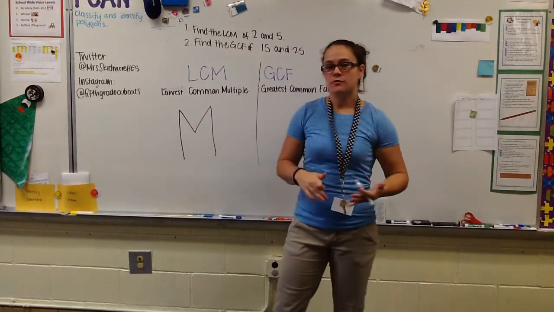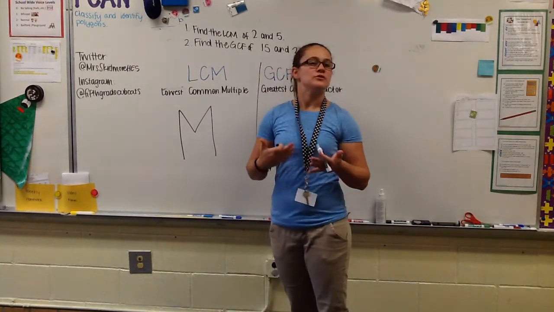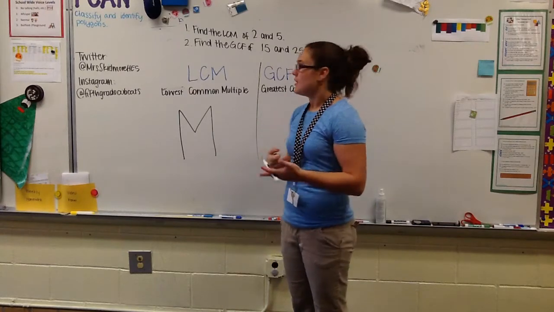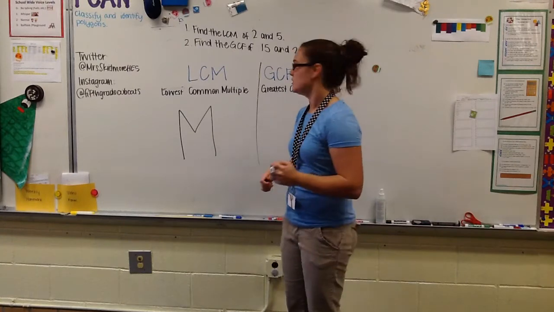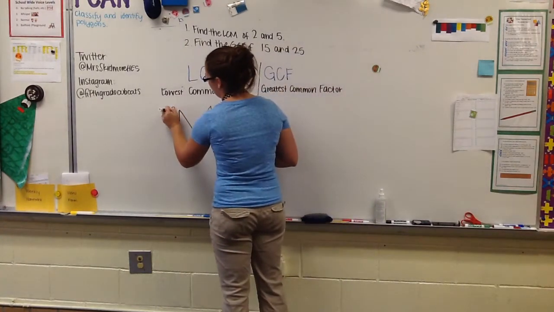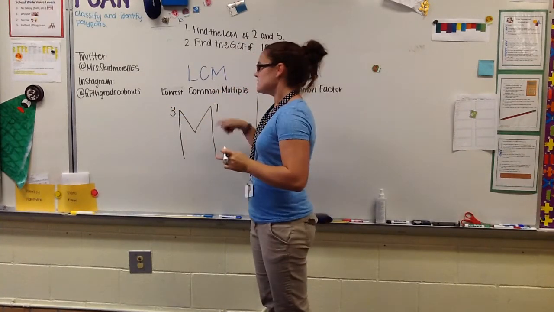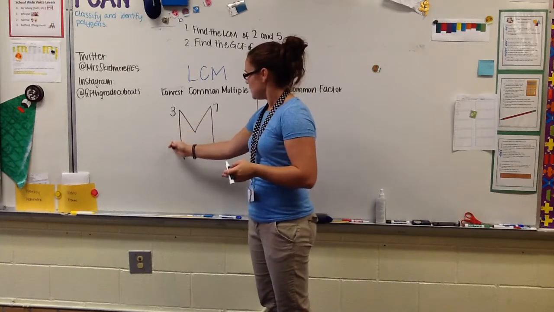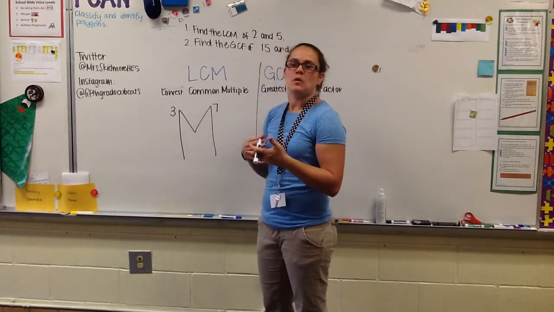And if you remember from the beginning of the year, a multiple is any number that you say when you skip count. So if you are asked to find the lowest common multiple of two numbers, let's say we're going to find the lowest common multiple of 3 and 7. I'm going to put my numbers up here at the top, and then I'm going to skip count down. This M is here because that helps me remember that I'm finding the multiple.